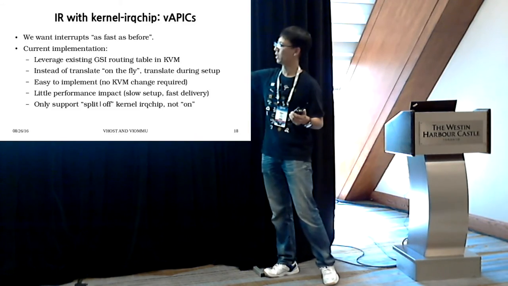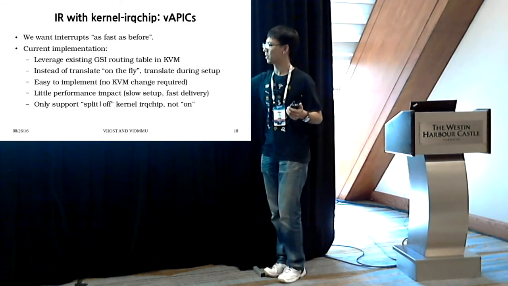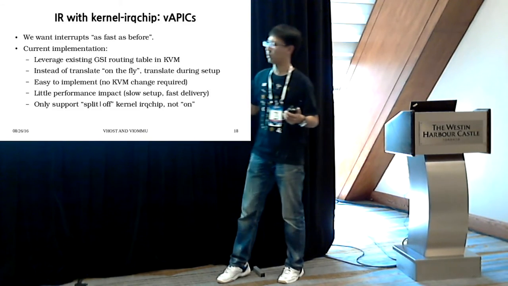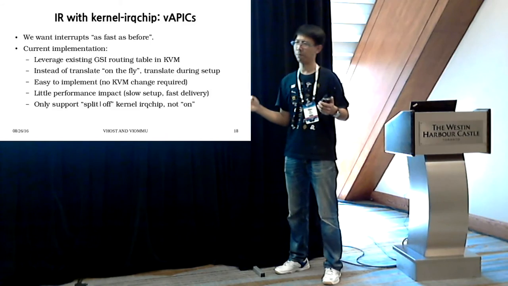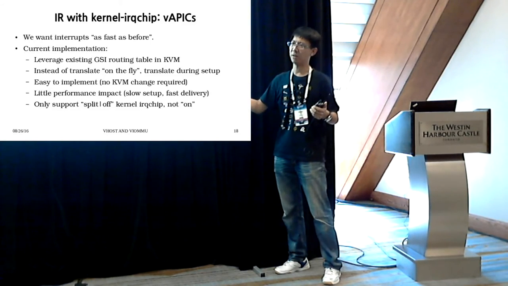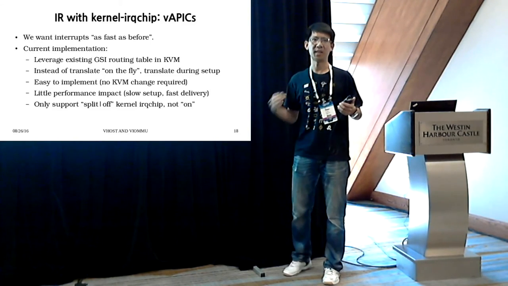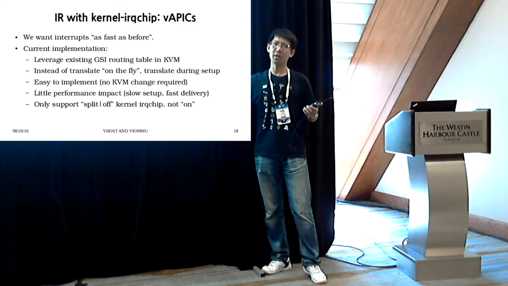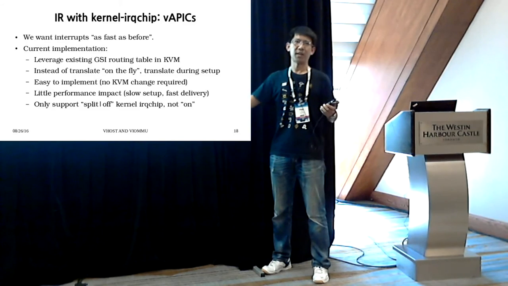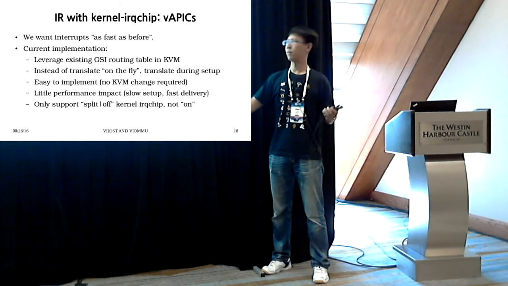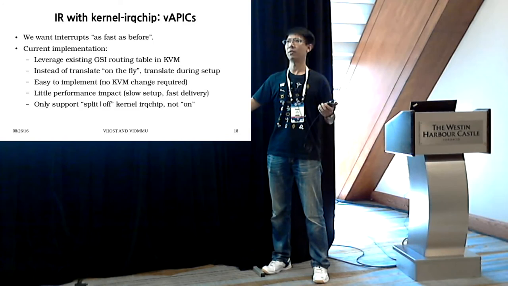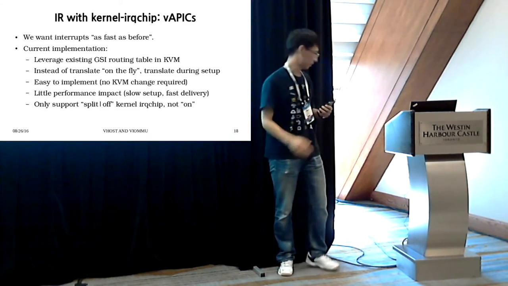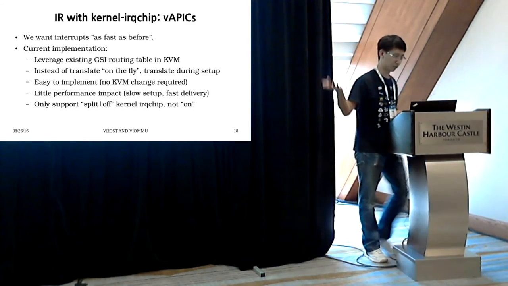And so we have merely no performance impact. And we just support split irqchip. For the full kernel irqchip, we cannot support that, because in that case, the IOAPIC is inside the kernel as well, and we cannot trap it in QEMU. That's the problem. But split is quite okay for us, because for one thing, it's fast, and for the other thing, it's safer, as there's a Google presentation in this or in the previous KVM Forum talks about it. So mostly, we are using split here.